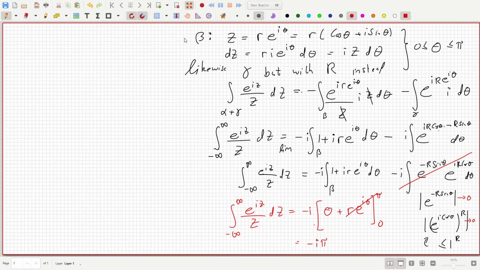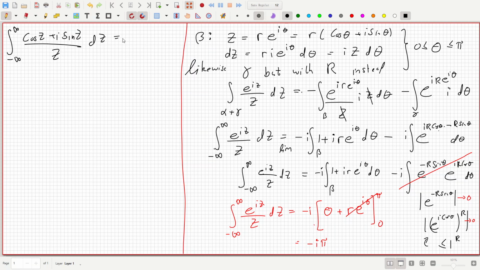So now we have shown that the integral from minus infinity to infinity of e to the iz, which is going to be cos z plus i sine z over z dz, that's equal to minus i pi. Yeah. Actually, you know what? I made a mistake. I'm sorry. I just have to go back, explain. I put the limits in backwards.